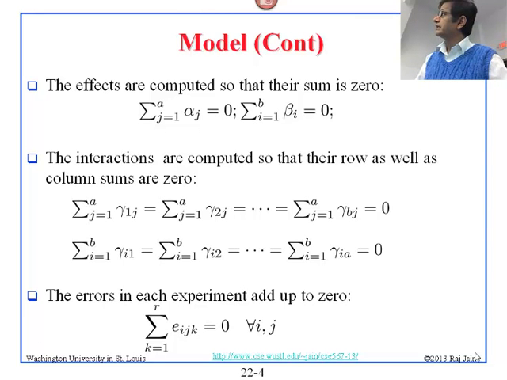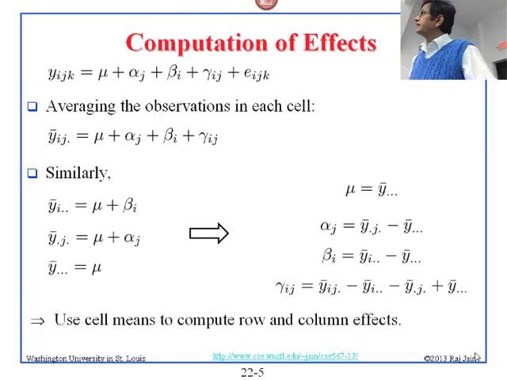So basically, the alpha, beta, as well as gamma add up to zero. The alpha, beta add up to zero, and gamma are actually a two-dimensional matrix. So each row and each column add up to zero. We'll see in an example there. And the errors add up to zero as well. And so what you do is you do the averaging, and if you average along different dimensions, i, j, and k, i is the first factor, j is the second factor, and k is the replication.